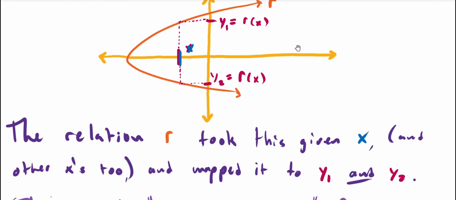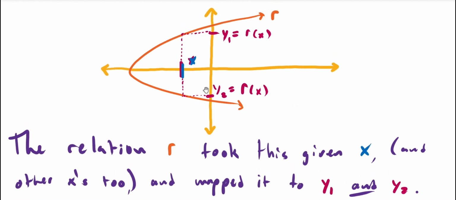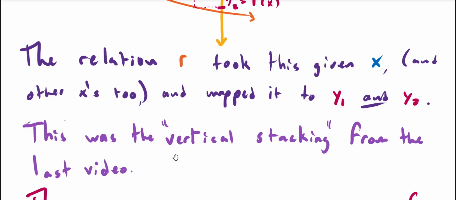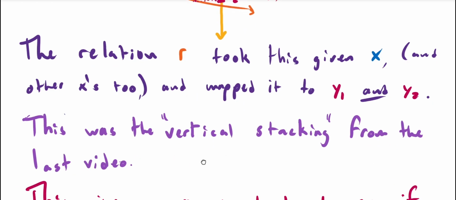But suffice it to say, we would draw these graphs pretty frequently, even if we don't say R of x very frequently. But what is it? What do we see? We see there's a vertical line that passes through this x, and it hits the curve in 2 places. This was analogous to that vertical stacking of points in the last video.